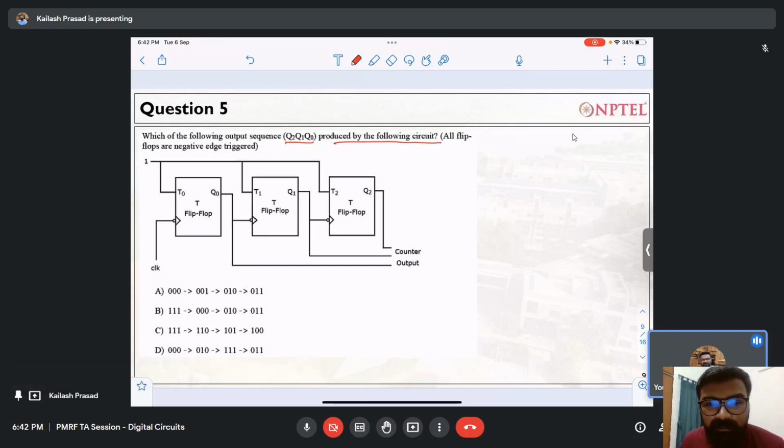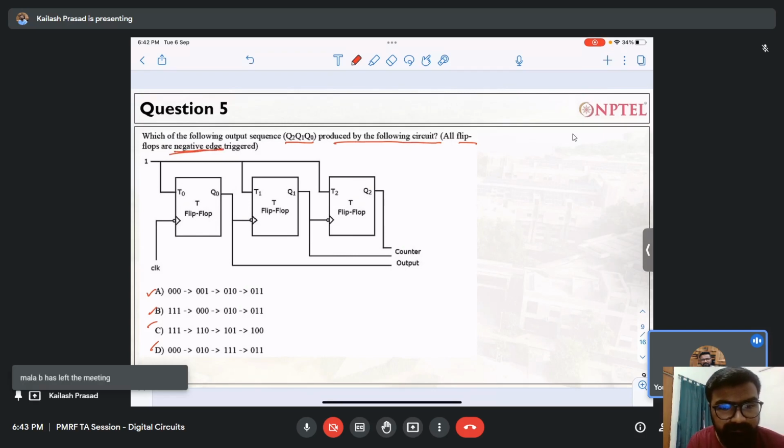You just have to answer that. Okay, what will be the output sequence that will be followed by this circuit? I have 4 output sequences provided over here, right? One of the important things that has been given over here is that all the flops are negative edge triggered. Okay, all the flops are negative edge triggered.